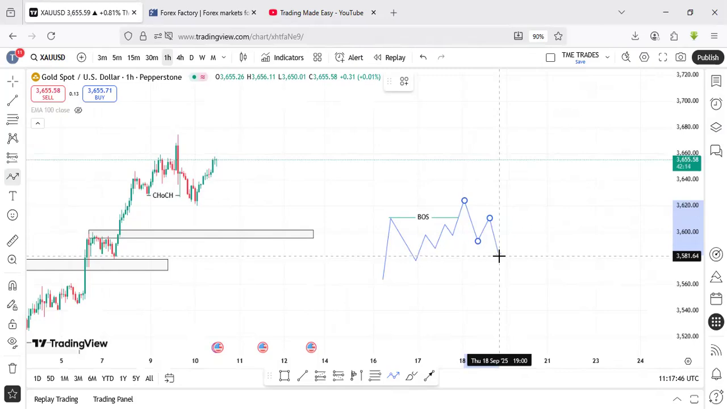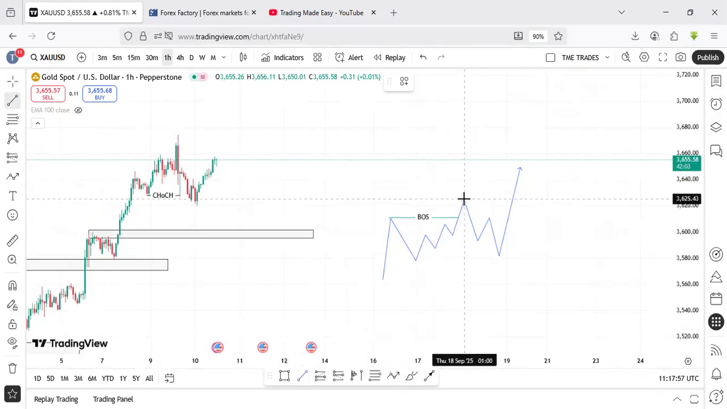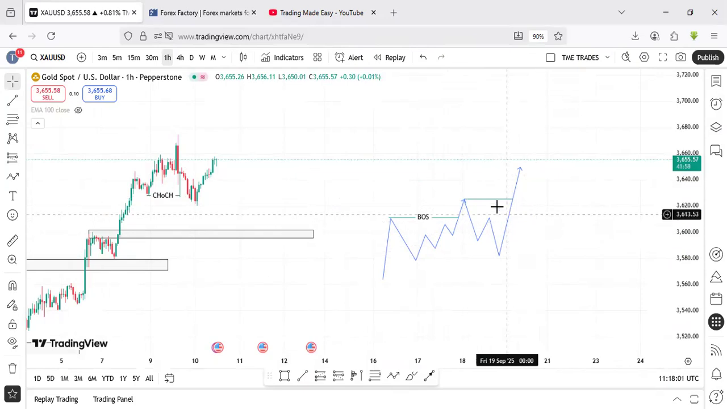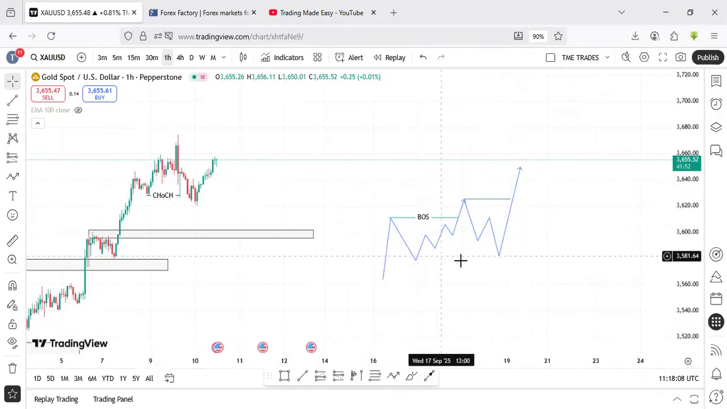People will think that the trend has changed. The next thing you will see is the what? The market will create a new high above this particular last high. So this is sometimes what people say, that the market has manipulated them, market has liquidated them and other things. But this is actually the normal thing that happens in the market.